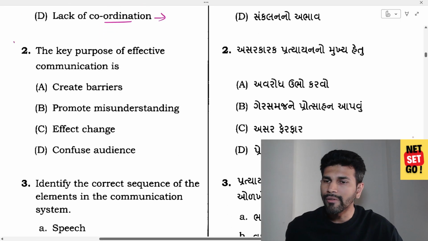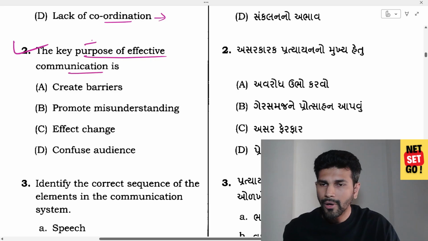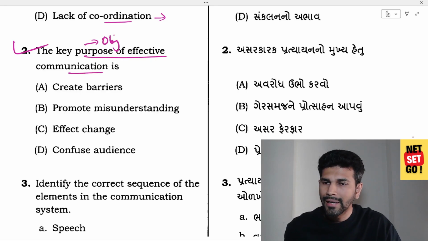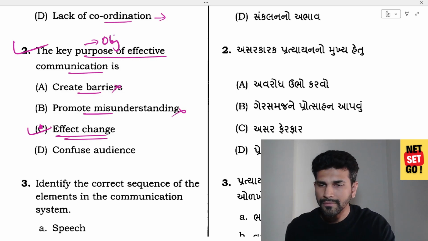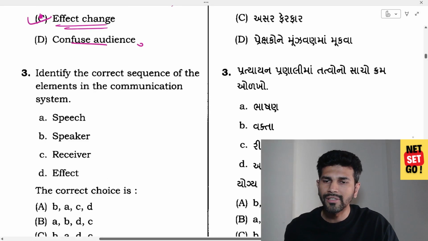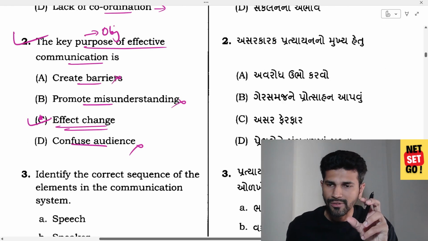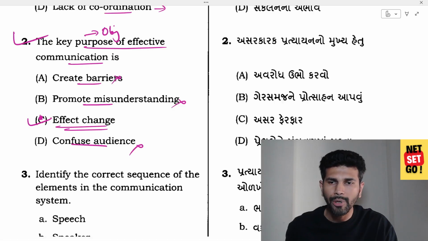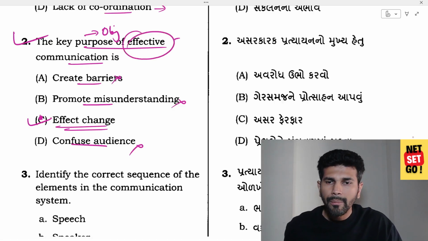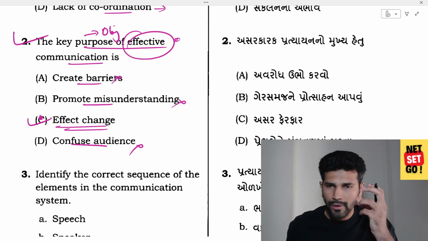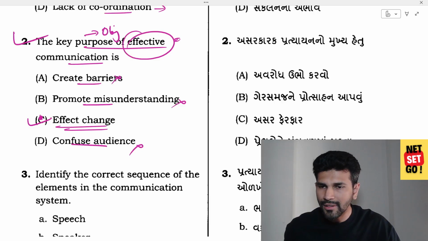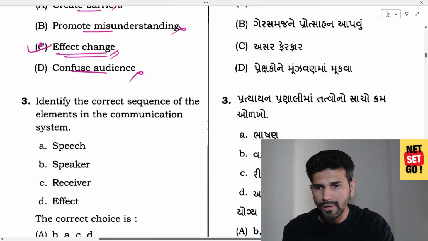The key purpose of effective communication is, objective of effective communication is create barriers, no. Promote misunderstanding, no. Effect change, correct answer. Option C is correct answer. For confused audience, so A, B, and D are negative options. So objective of effective communication. Effective means the maximum use of communication is effect change.